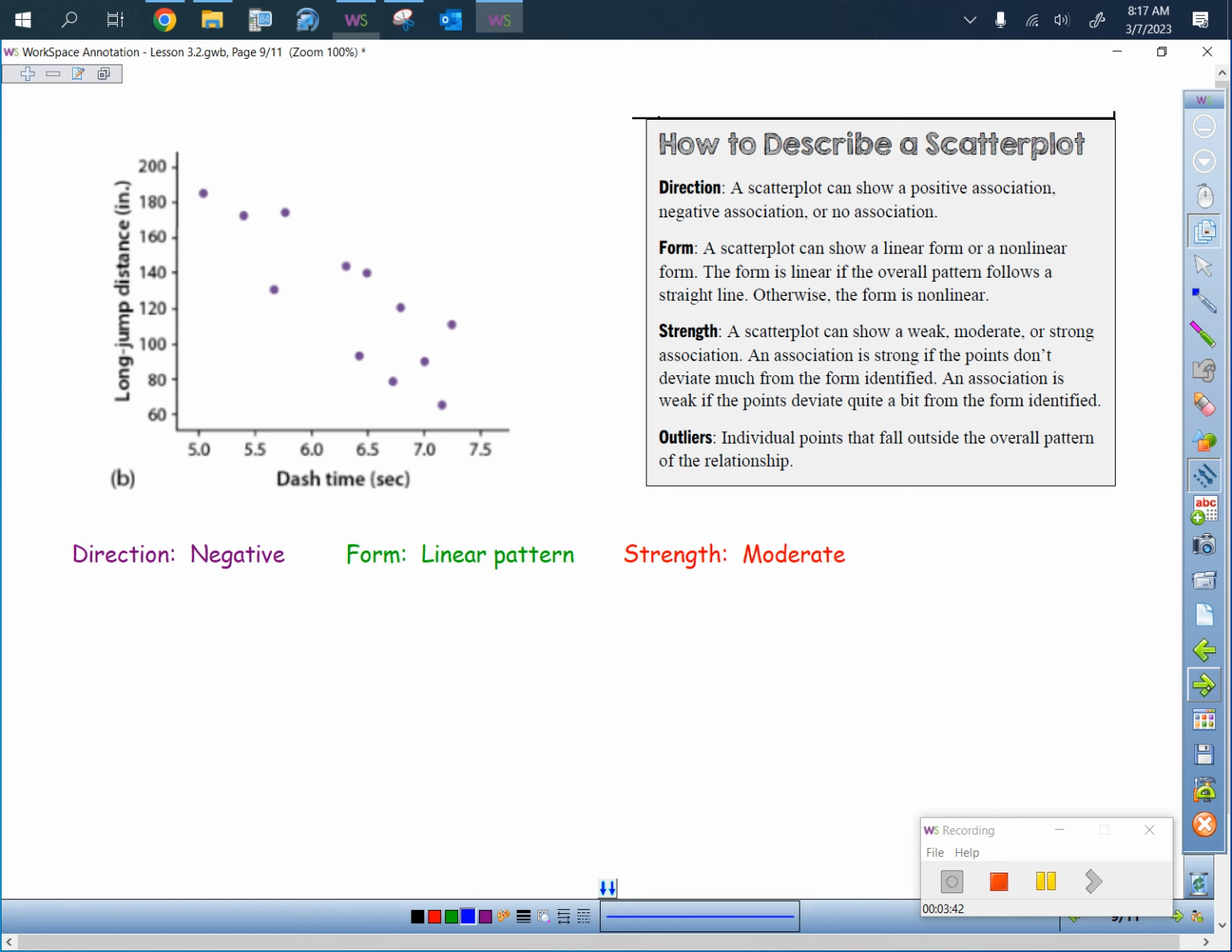And then outliers, I don't think this guy has any outliers on this one either. There's no apparent outliers. No apparent outliers.